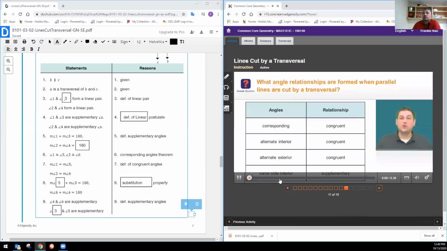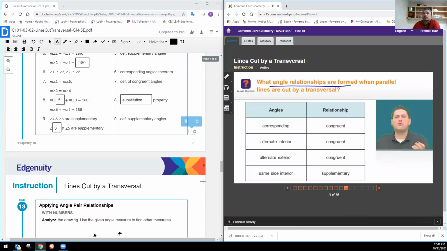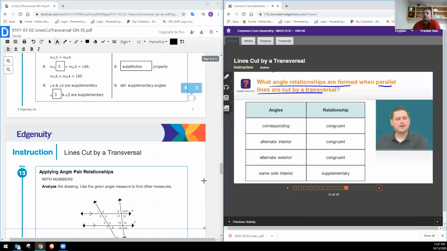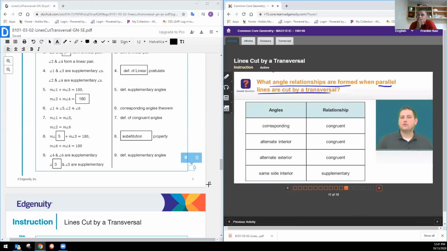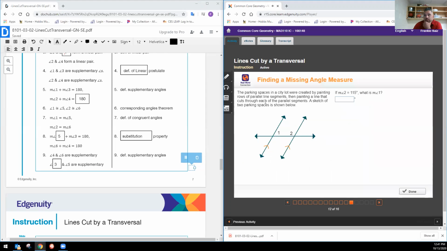We've been working to answer the question, what angle relationships are formed when parallel lines are cut by a transversal? Now, in this last part, we worked to study proofs and theorems about the relationships of angles formed when two parallel lines are cut by a transversal. And the relationships are shown here in the table in front of us. What we're going to do is use these theorems and these proofs to help us solve for unknown angle measures in this next part. We can apply the relationships that were proven in the last segment to determine missing angle measures.